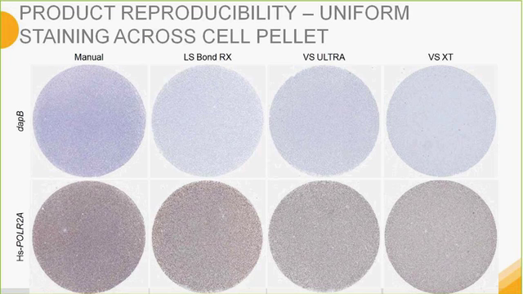Okay. And then lastly, we wanted to confirm if we have uniform staining across an entire section. So we probed HeLa cell pellets with our control probes, DapB or POLR2A, to determine if we do have consistent uniform staining. And indeed, when we look at the POLR2A staining, we have a nice consistent staining across the entire HeLa cell pellet. And this finding was consistent not only on the Leica Bond RX, the manual assay, but also on the Ventana Ultra and XT platforms.